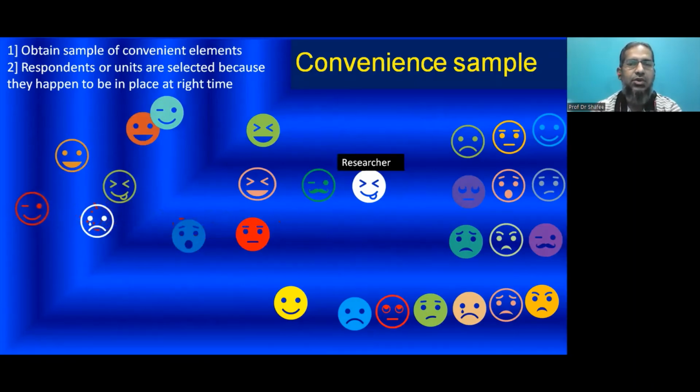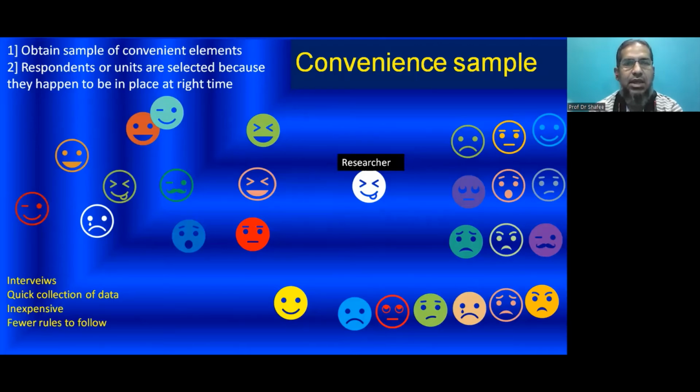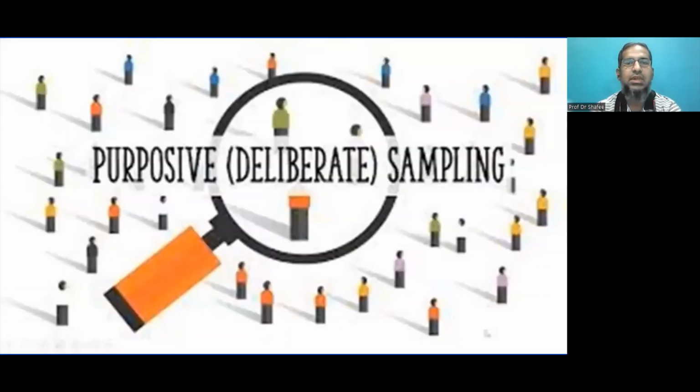Here we don't do any random sampling. We just go on selecting according to our convenience. So what is the use? We can interview the population, and quick collection of data is possible. It is very inexpensive and has fewer rules to follow, but it is an unscientific method of selecting. The results obtained in this type of study are not very valid.